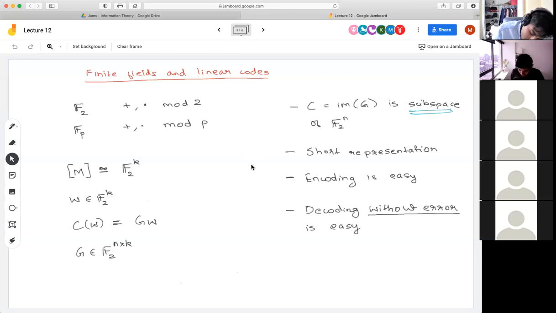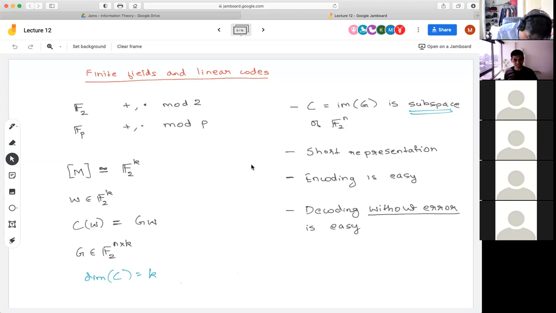So you can represent it in the following way. Let's say it's a k-dimensional subspace. I will use this symbol C for both the map which does the encoding, and also the set of all code words, the subspace itself. I'll just call the subspace C. And the dimension of this subspace is k.